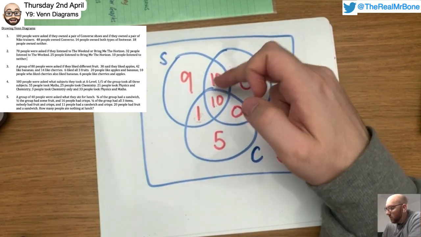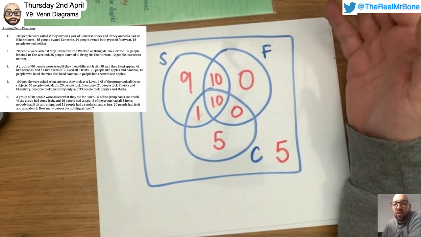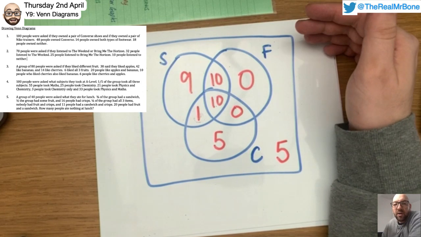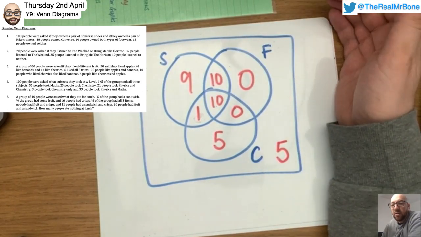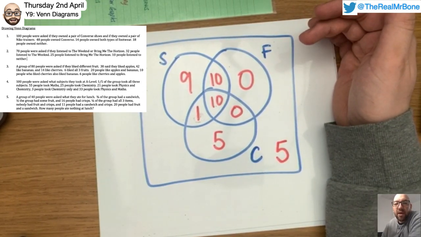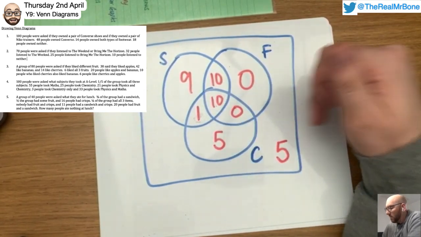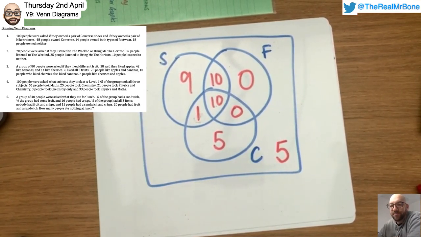So 20 people had fruit and a sandwich, but half the people must have fruit. So that must be no one and no one. It told us how many people had sandwiches. Told us how many people had crisps altogether, so we can work out the missing ones. Okay. So that is turning text into Venn diagrams.